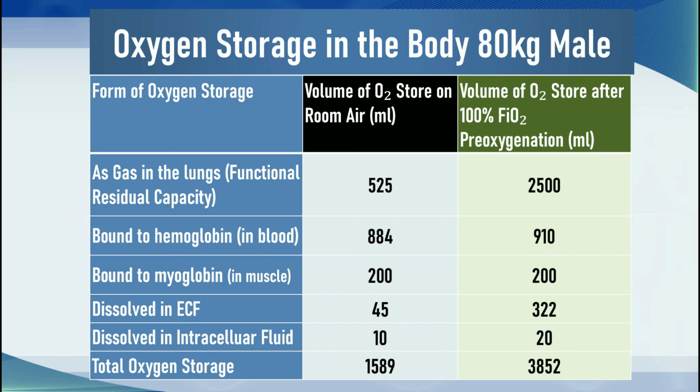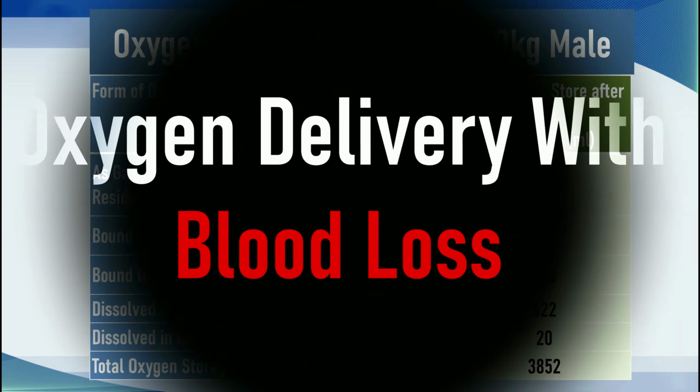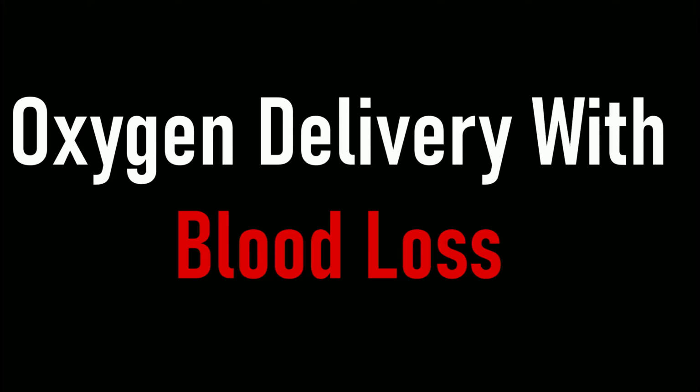Keep in mind that we're consuming 250 mils of oxygen per minute, and that total oxygen storage is not available. So in general, there is about 3 minutes where a patient may become apneic before they start becoming hypoxic if they're breathing air. That can be prolonged quite substantially, up to 10 or 11 minutes, if they've been breathing 100% oxygen. Let's move on to look at oxygen delivery associated with blood loss.